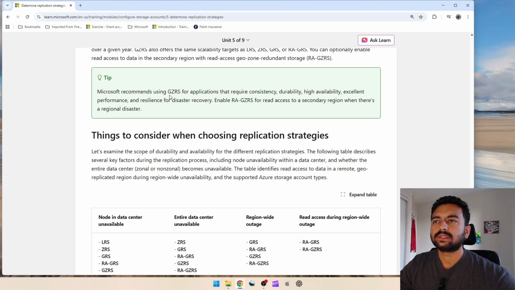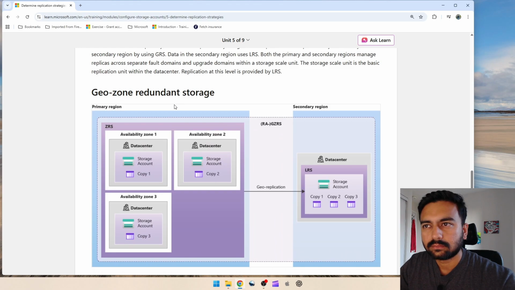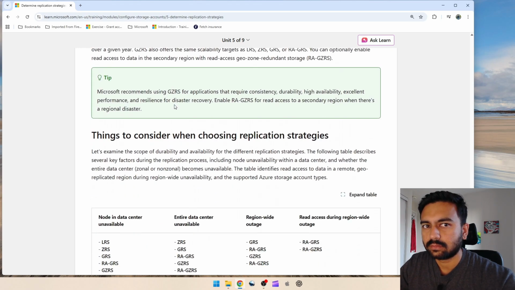Microsoft recommends using GZRS for applications that require consistency, durability, high availability, excellent performance, and resilience for disaster recovery. So if these are your requirements, then Microsoft recommends you go with the geo zone redundant storage strategy. I apologize.